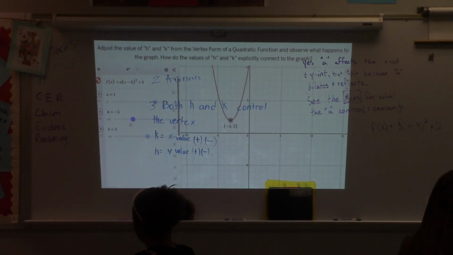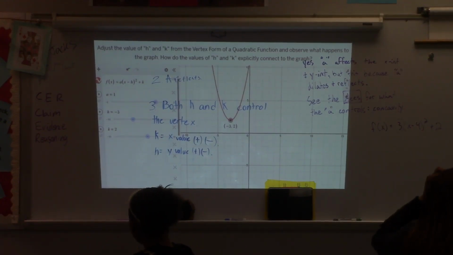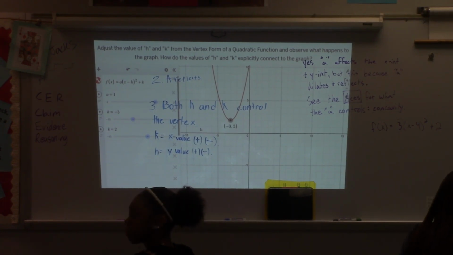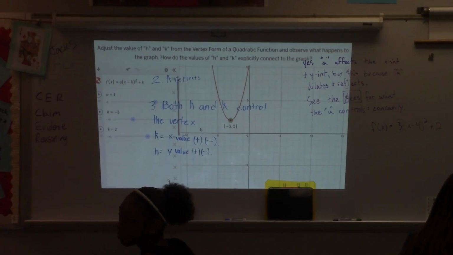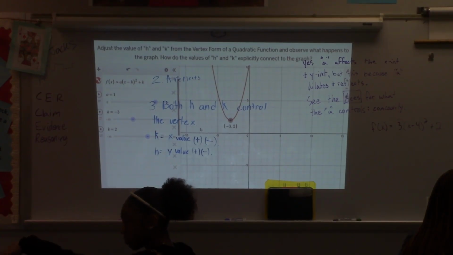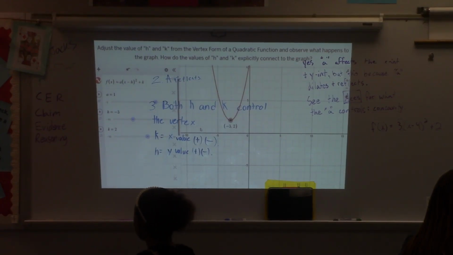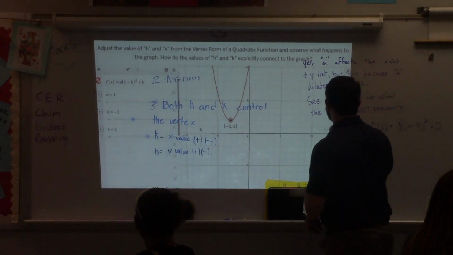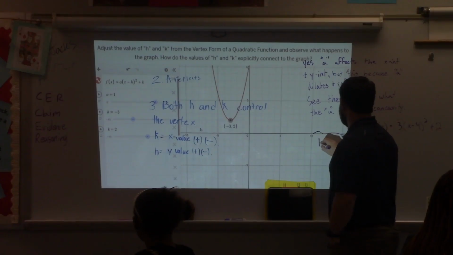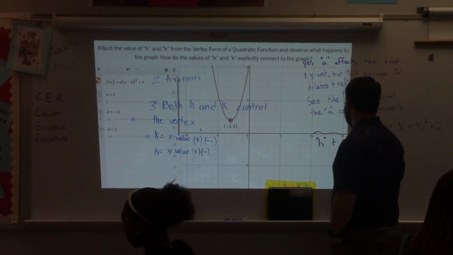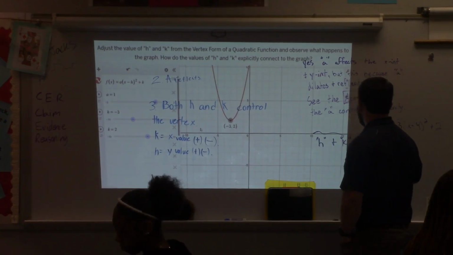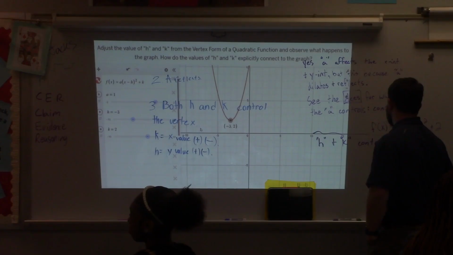Okay, H is what right now? -3, and that's still the X value, isn't it? And K is 2, that's the Y value of the vertex. So that sounds like pretty strong evidence to me that H is the X value of the vertex, or K is the Y value of the vertex. Now, I'm going to slightly modify what the king said: H and K control what? The vertex.